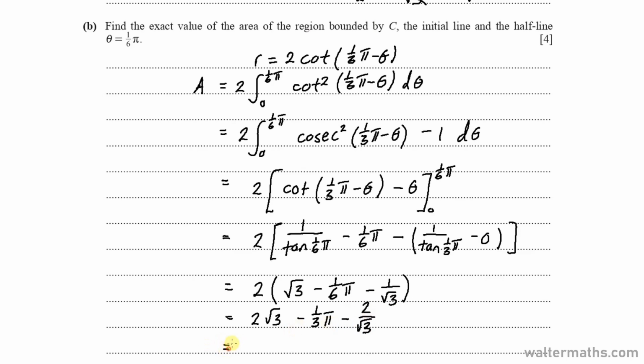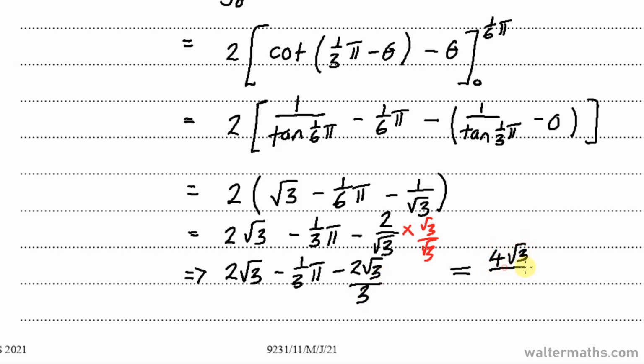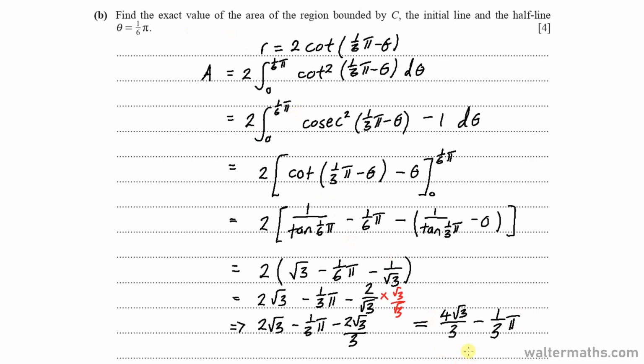Now, simplifying this by rationalizing the denominator, it's like we have 2 root 3 minus a third pi, and if we multiply this by root 3 over root 3, then it becomes 2 root 3 over 3. And this is going to give us an answer of, if we say 2 root 3 minus 2 root 3 over 3, we know that's 4 over 3, so we'll be having 4 root 3 over 3, and that's minus a third pi. So this here becomes the final answer.